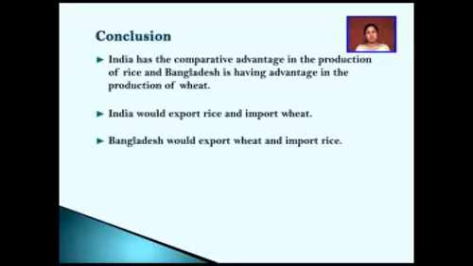So what can be the situation now over here? India would export rice and import wheat. On the other side, Bangladesh would export wheat and import rice. But this theory is not free from criticism. Although we call this theory the queen of theories for international trade, this theory also has some criticisms, weaknesses or loopholes pointed out by many economists on certain bases. Let us look into those bases.